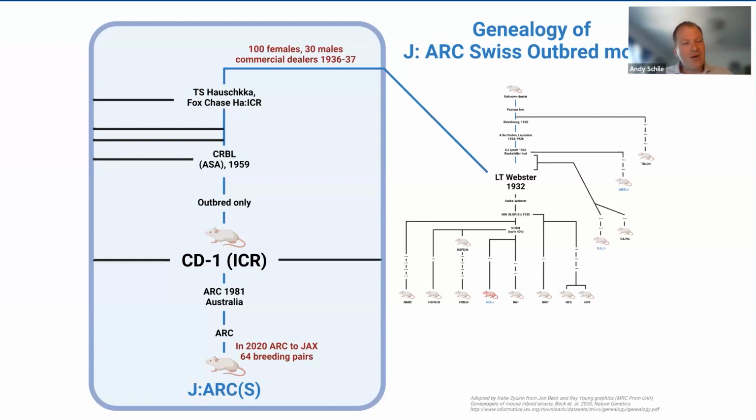So with JARC, we now have a multi-purpose outbred stock of mice that's maintained with the same quality standards that we apply to other strains at the Jackson Laboratory. And so now this enables researchers to source their common inbred, outbred, and specialty mutant strains from a single source.